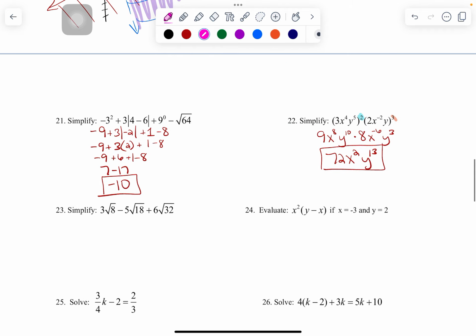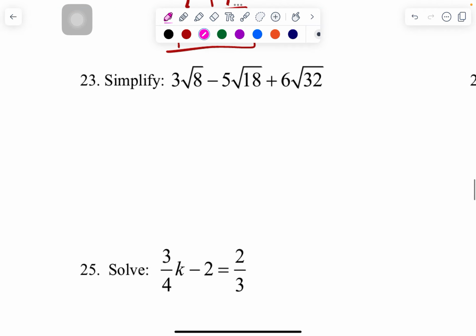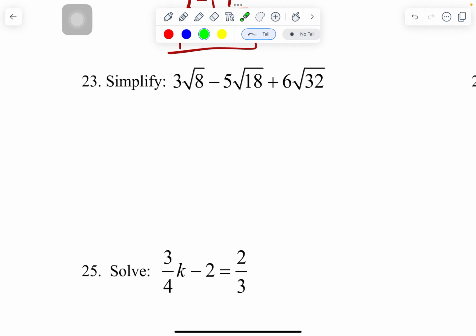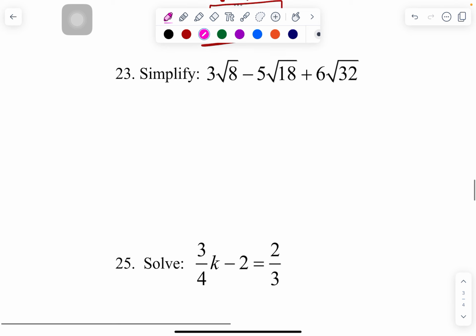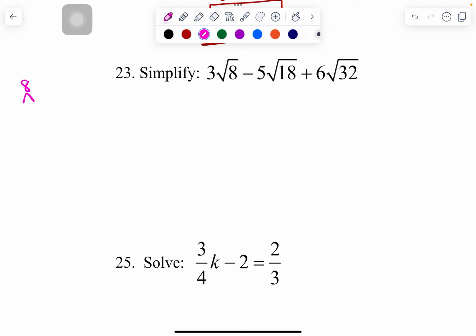All right, rolling right along here. Question number 23, you need to simplify each one of these roots separately. All right, so off to the side here, I'm going to do a whole bunch of work. 8 is going to get broken down: 2 and 4, 2 and 2. So 2, 2, and 2. That's going to be 2 root 2. So 3 times 2 root 2.